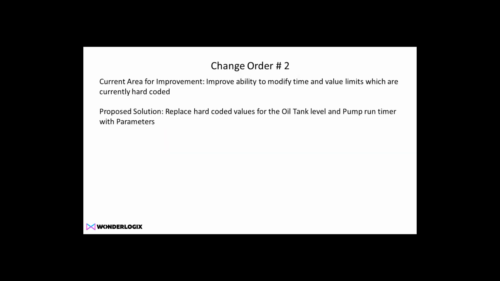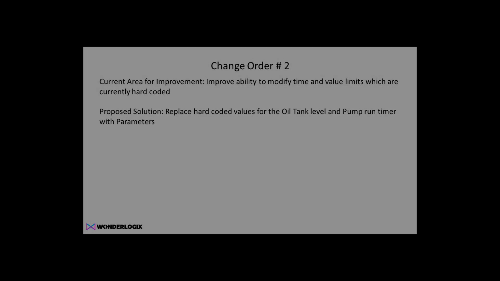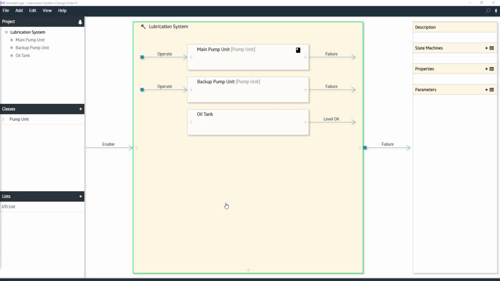What they would like us to do is to improve the ability to modify the time and the value limits, which are currently hard-coded. If you remember from when we did this earlier, we have a time constraint on the pump failures. If they run for 3 seconds, that's hard-coded. And also in the level of the tank, we have a value that it had to be greater than 20%. Those are hard-coded into the logic. We're being asked to make this easier to modify, plus we want that modified for every place it occurs. So how are we going to do that? Let's replace those hard-coded values in the oil tank and the pump with parameters.